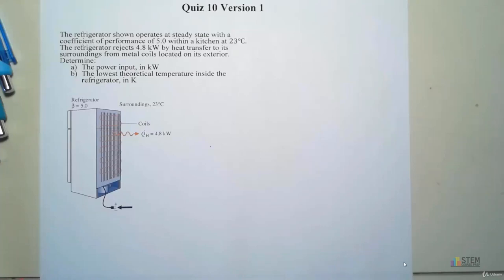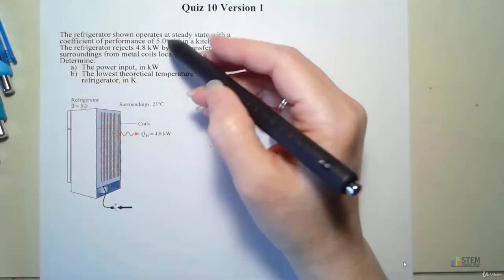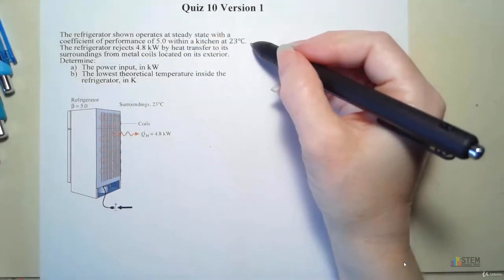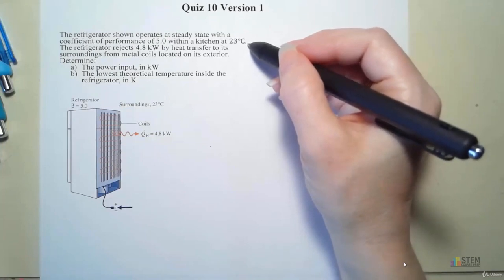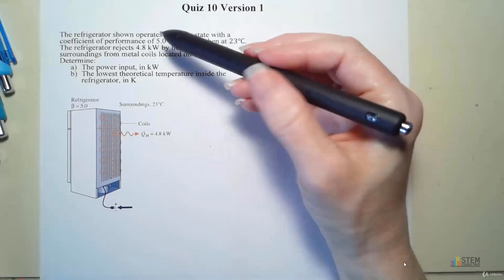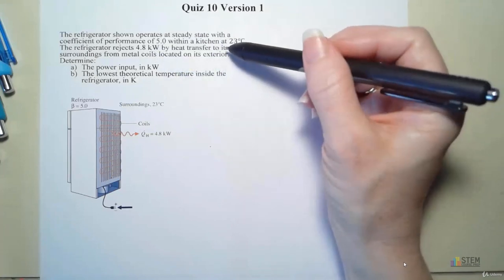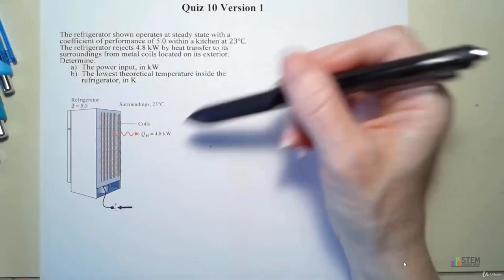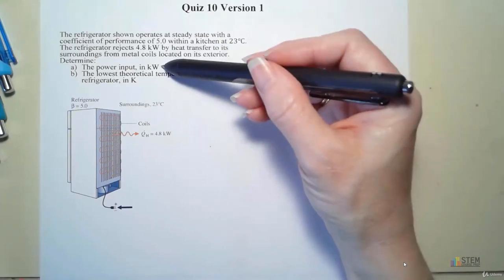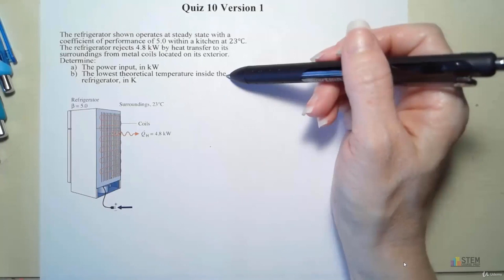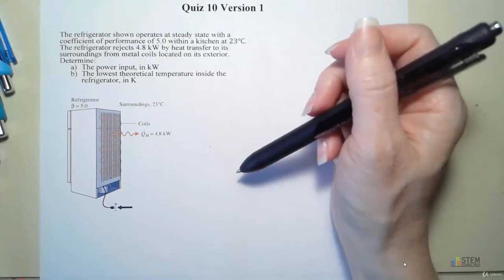For this one, we've got a refrigeration system that is shown. It's going to operate at steady state. It's got a coefficient of performance of 5. It gives you the temperature in the kitchen, that would be the surroundings, so it's 23 degrees Celsius. It says it rejects 4.8 kilowatts by heat transfer to the surroundings from these metal coils on the exterior. We want to find power input, and we want to find the lowest theoretical temperature inside the refrigerator.